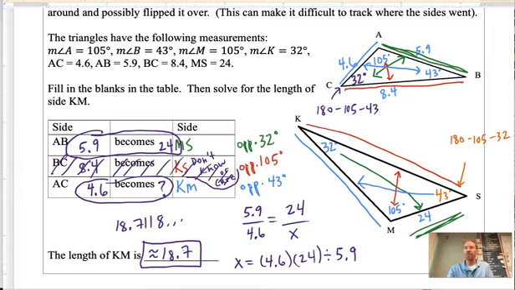So the corresponding sides help me create the proportion. I knew the corresponding sides. AB corresponds to MS because they're opposite the same angle. BC corresponds to KS because they're opposite the same angle. AC corresponds to KM because they're opposite the same angle.